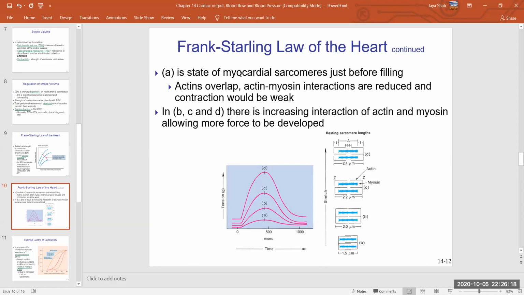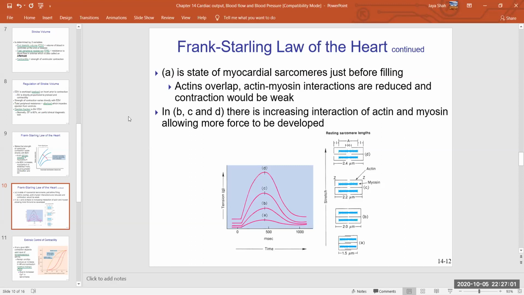So A is a state of myocardial sarcomere just before filling. So it is not full. Ventricle is not full yet. That's why the actins are overlapping with each other. They are not interacting with the myosin. When it is full, you see in B, in C, and in D, the actins are interacting with the myosin head. In C, it is fully interacted. In D, it is fully interacted. But if you overstretch, some of the myosin will not be interacting. And that's why after a certain length, the sarcomere will not be increasing more force.